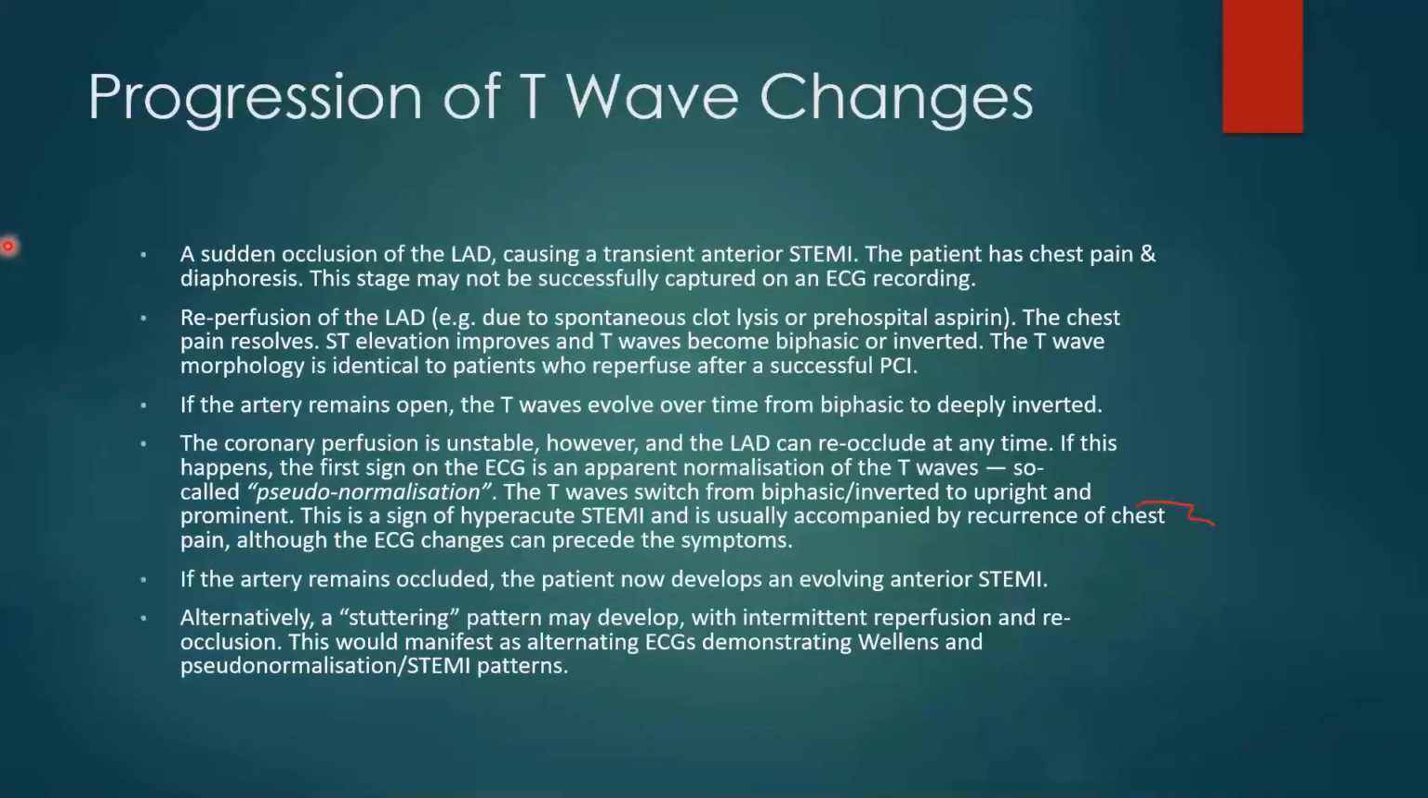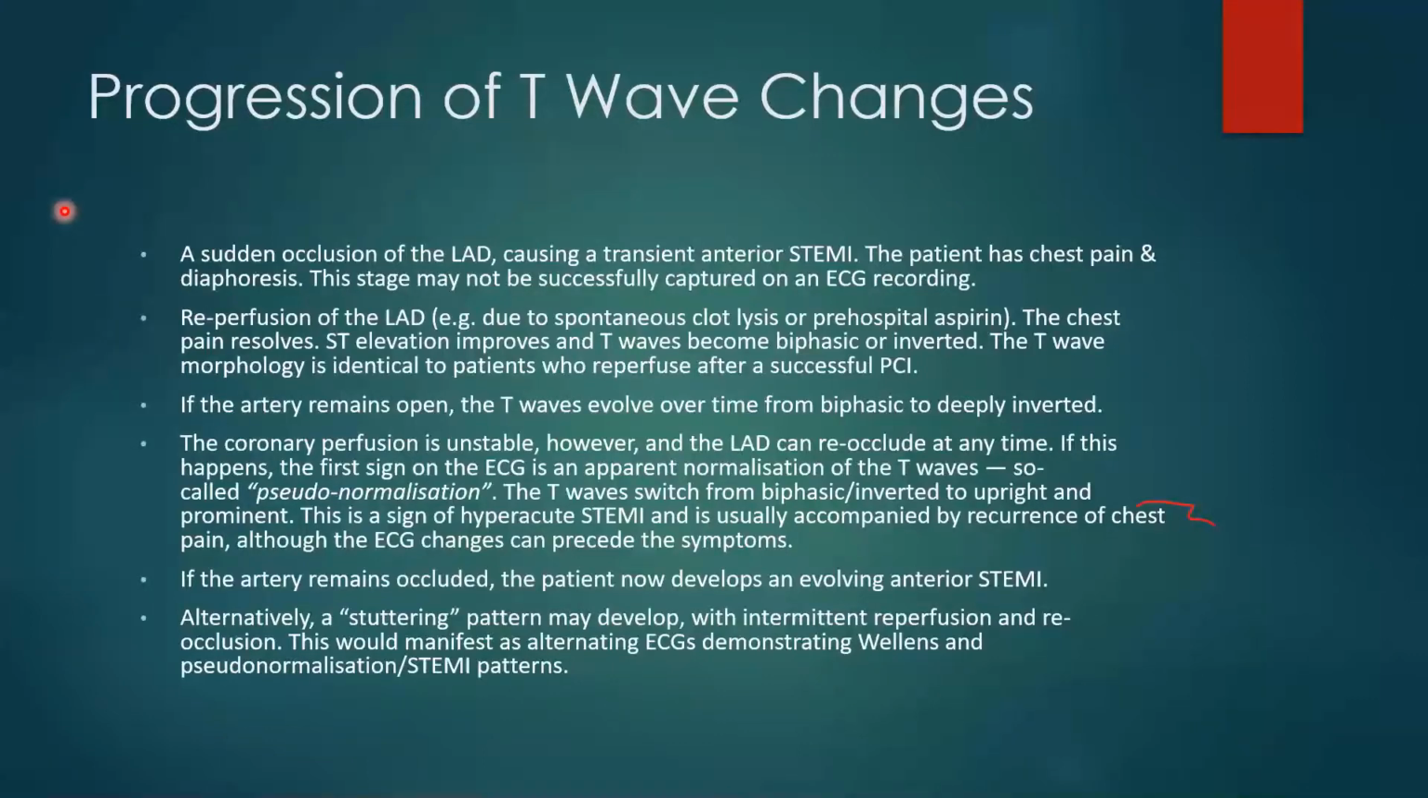So, a little progression of the T wave changes that you're going to get. You could get a sudden occlusion of the LAD. It's going to cause maybe a transient anterior STEMI. They're going to have chest pain. They're going to have diaphoresis, but it's going to be one of those things that's not going to be captured. Like I said, the patient probably was in the ER for chest pain, but nothing was found.